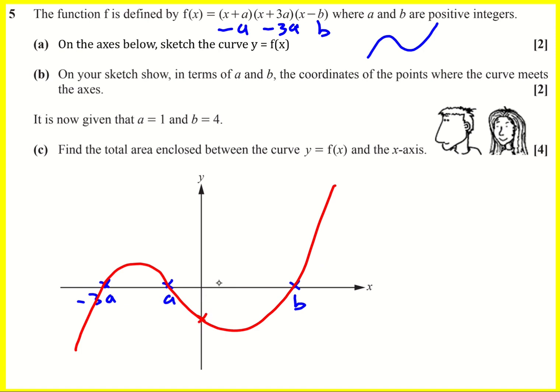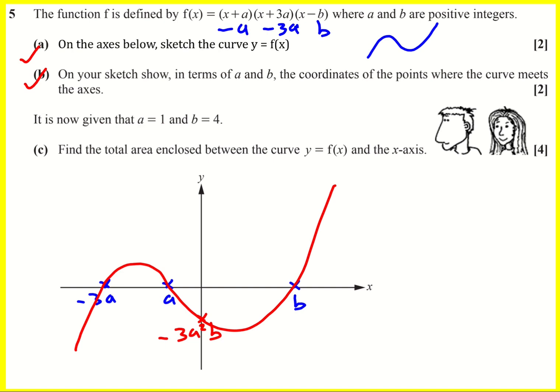The only thing I need is this point here, which is when I multiply all these constants together, I'll get 3a squared times minus b, so I'll get minus 3a squared b. And that is a pretty good sketch. So that's both of these done.